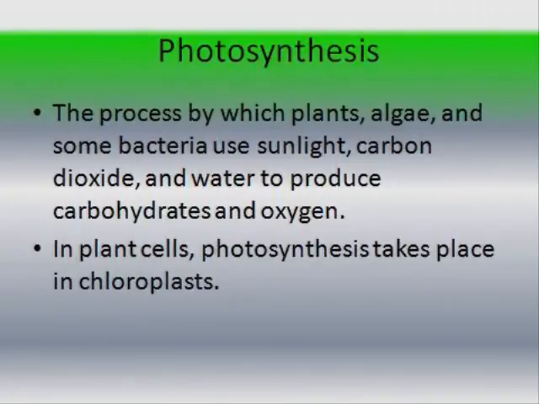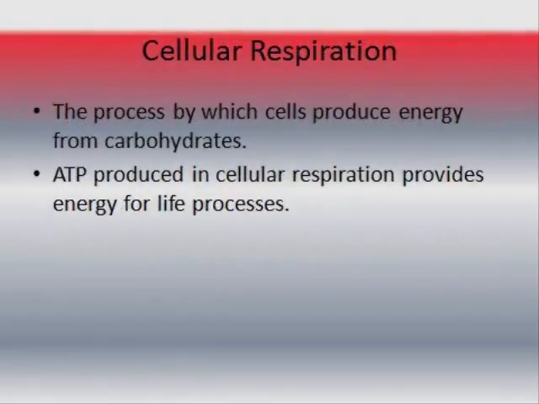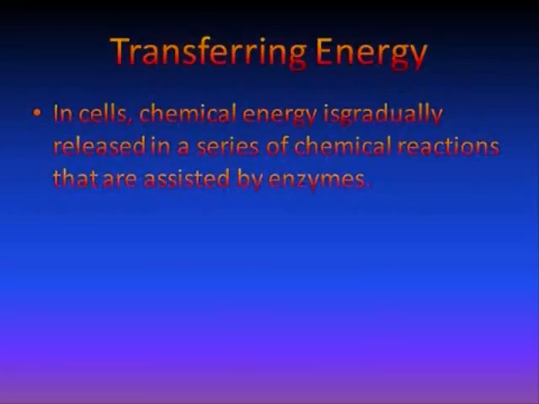Photosynthesis is the process by which plants, algae, and some bacteria use sunlight, carbon dioxide, and water to produce carbohydrates and oxygen. In plant cells, photosynthesis takes place in chloroplasts. Cellular respiration is the process by which cells produce energy from carbohydrates. ATP produced in cellular respiration provides energy for life processes.